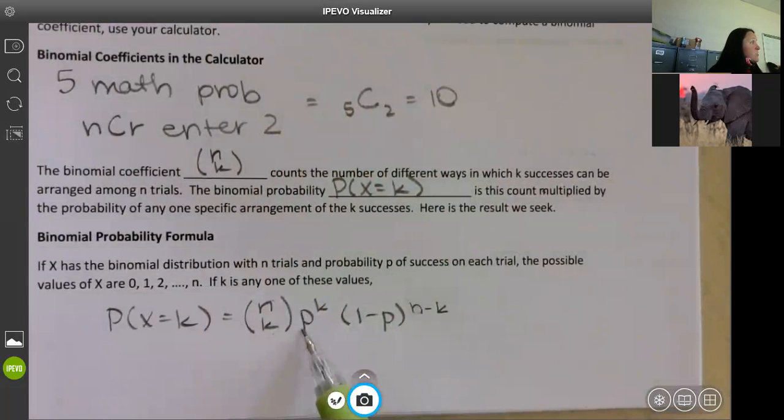Your probability of success was 0.25. How many of those do we have? 2. Then this would be your 0.75 and your 5 minus 2, which is 3 failures.